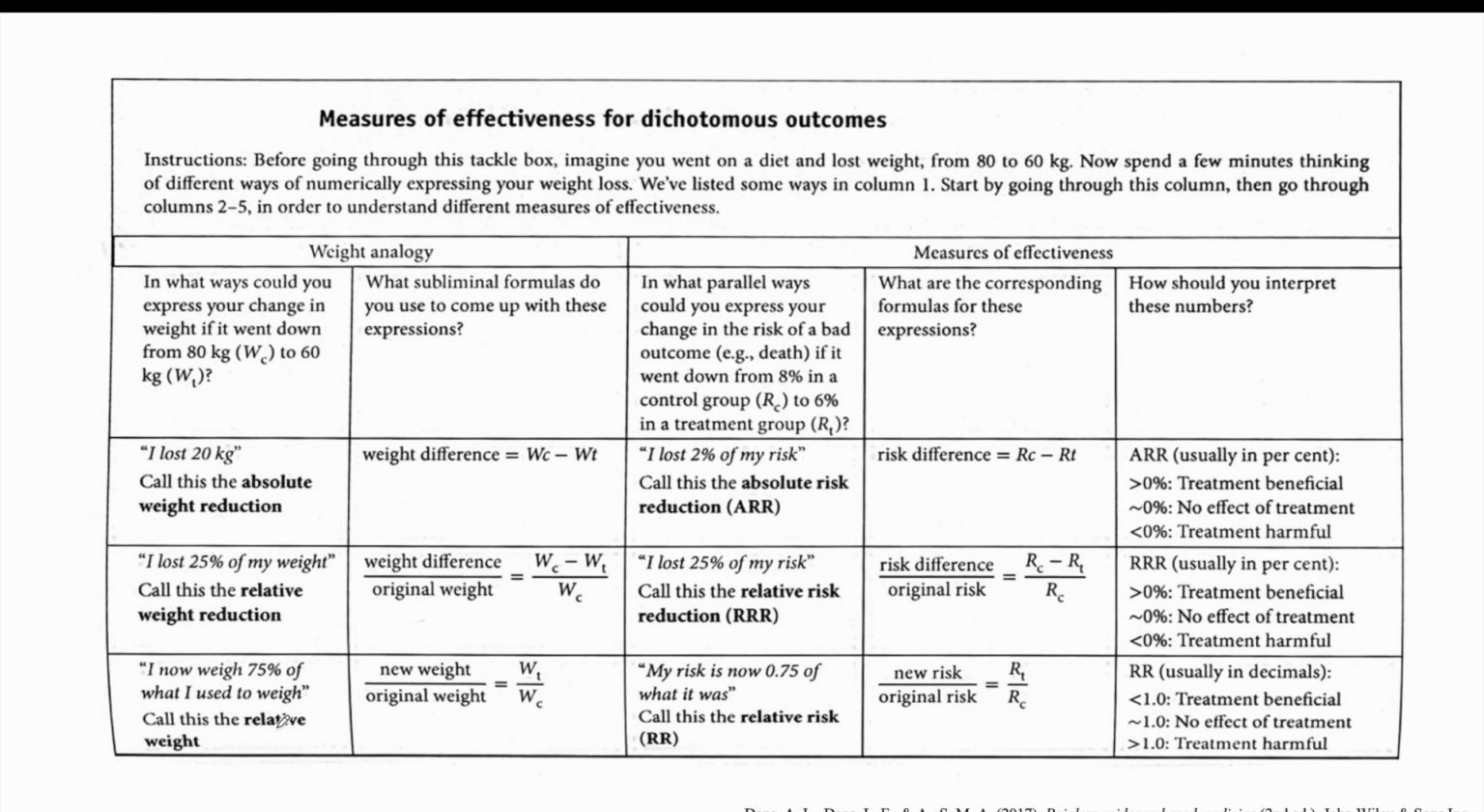Finally, we can say relative weight. I now weigh 75% of what I used to weigh. That's our relative weight. You can compare this to relative risk. My risk is now 0.75 of what it was. Here's our formula, and here's how we interpret it. Okay?